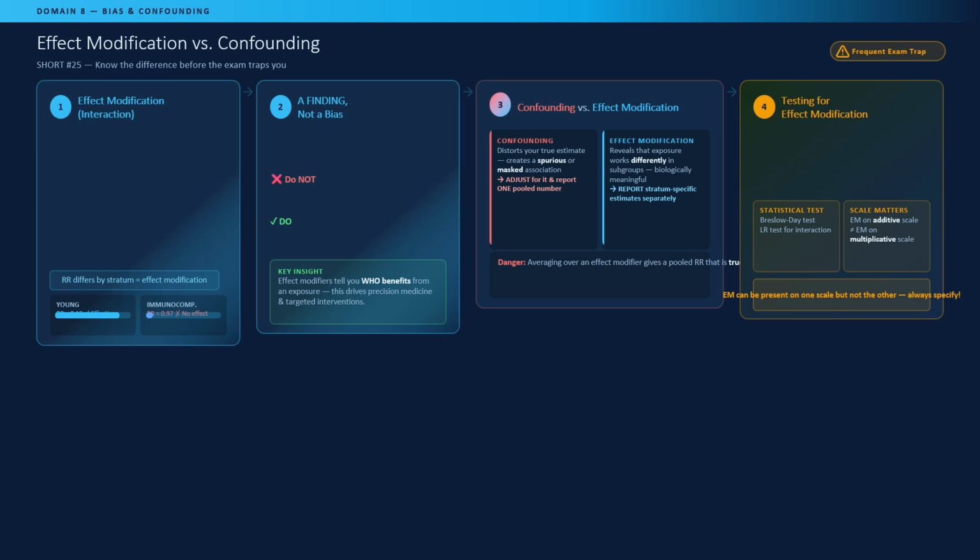Now, look at the danger box, because this is where it stops being academic. If you average across an effect modifier, you get a pooled risk ratio that is true for absolutely no one. Take your example. Averaging 0.15 and 0.97 gives you some middling number that misrepresents both groups. You'd overstate protection for the immunocompromised patients who need accurate information most, and understate it for the young animals. That's not just statistically sloppy, that's clinically harmful.